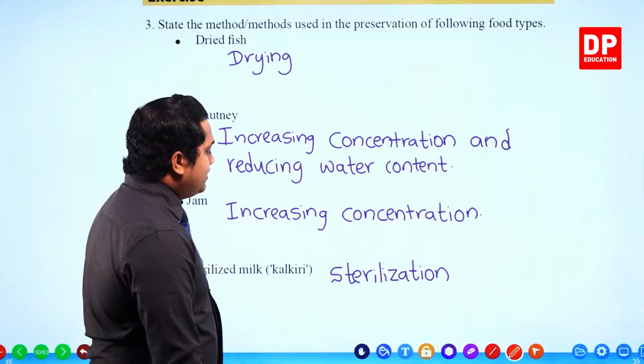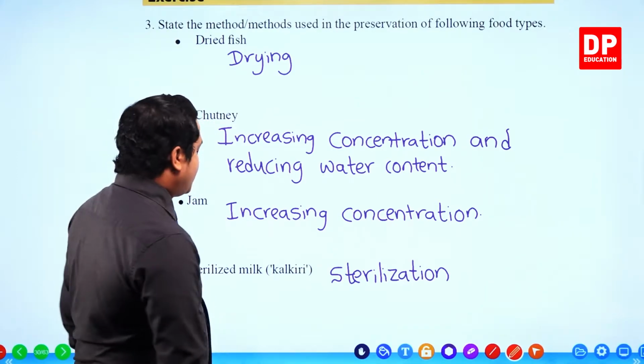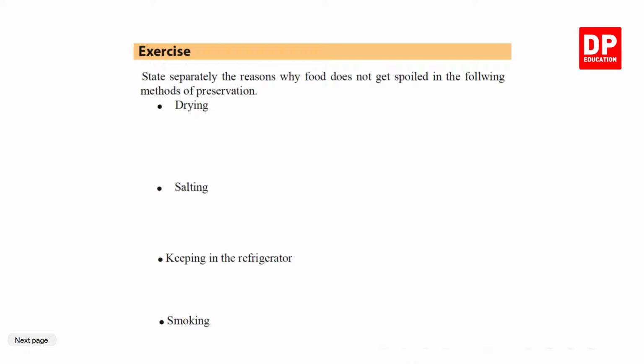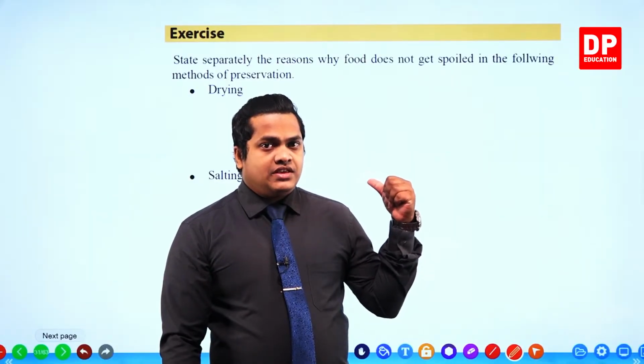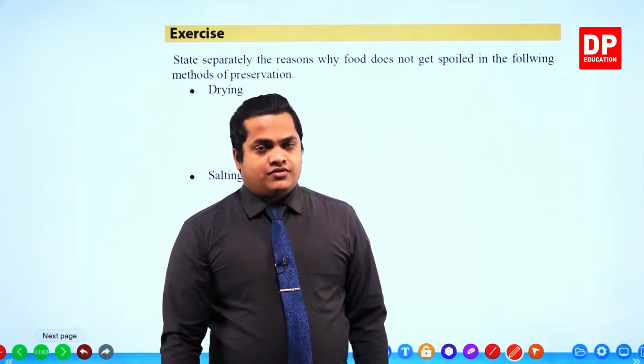Sterilized milk, sterilization. State separately the reasons why food does not get spoiled in the following methods of preservation. And now what you have to do, you have to mention the reason, right? Why the food is not getting spoiled when following these methods of preservation.